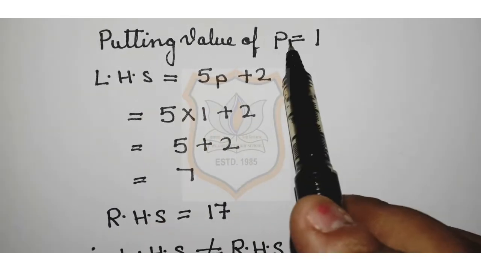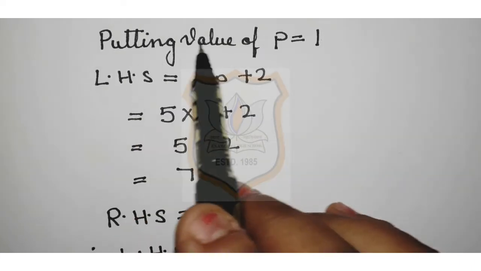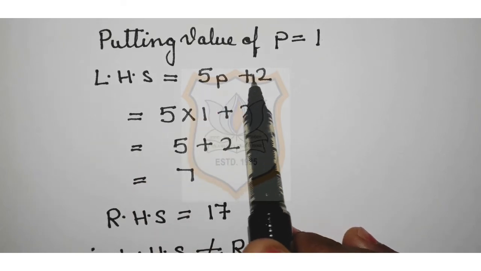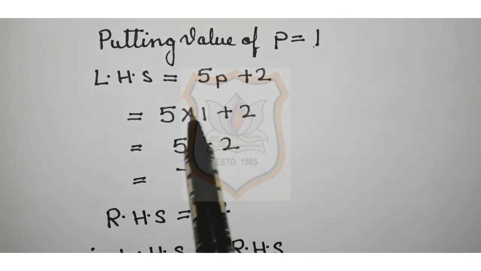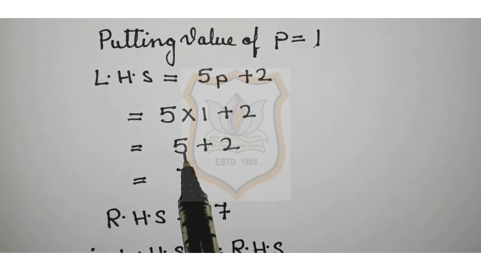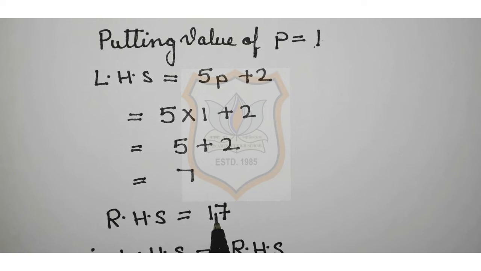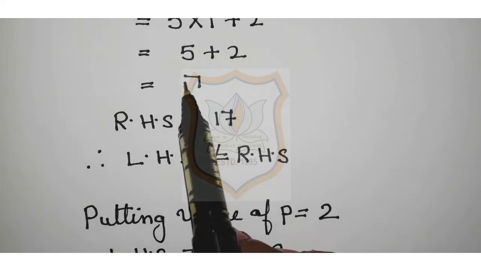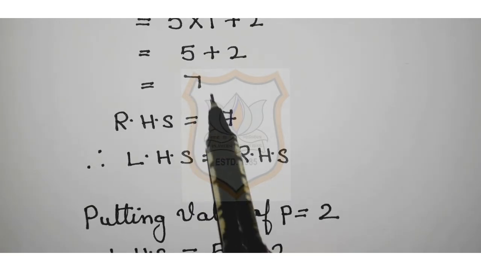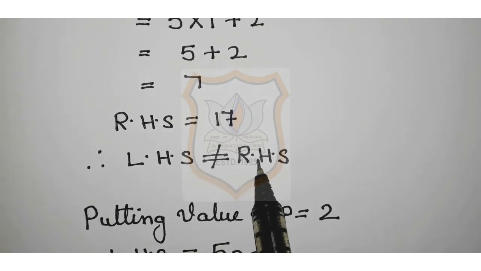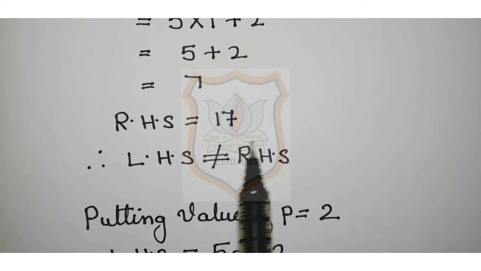Now we will put the value of p is equal to 1 in the question. So putting the value of p is equal to 1, our LHS is equal to 5p plus 2. In place of p, we will write 1. So 5 into 1 plus 2. 5 ones are 5, plus 2, that is equal to 7. And RHS is 17, that is given in the question. So we can say that LHS is not equal to RHS because LHS is 7 that we have calculated just now and RHS is 17. So LHS is not equal to RHS. So the value of p is equal to 1 is also incorrect.